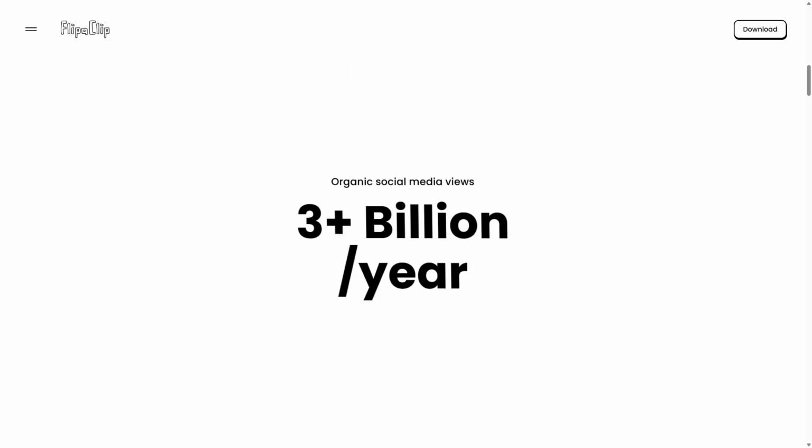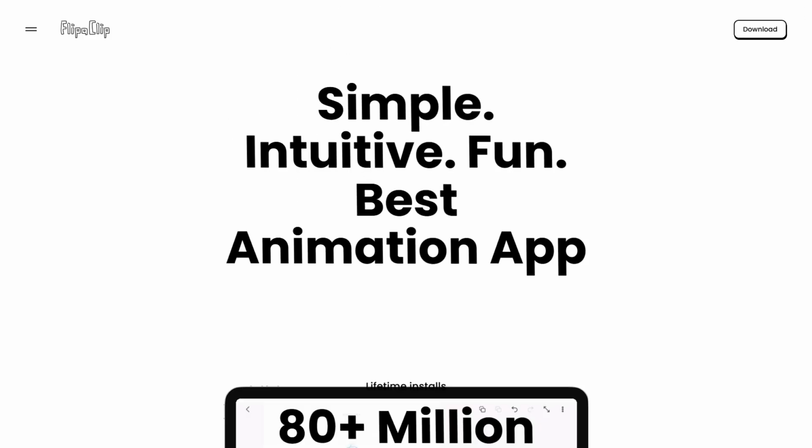FlipaClip is a dedicated frame-by-frame animation app designed specifically for creating hand-drawn animations on mobile devices. It works by allowing users to draw individual frames using brushes, layers, and onion skinning tools, which provide a clear view of previous frames for smooth motion. Its strengths lie in its simplicity and focus on traditional animation techniques, making it accessible for beginners and hobbyists.